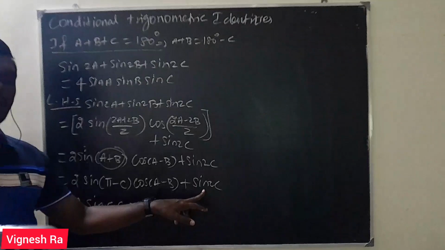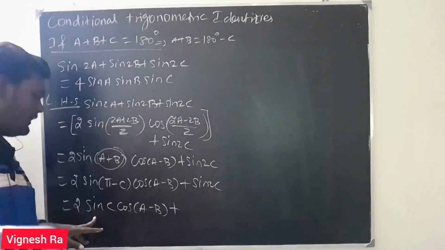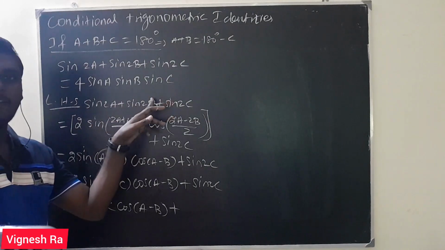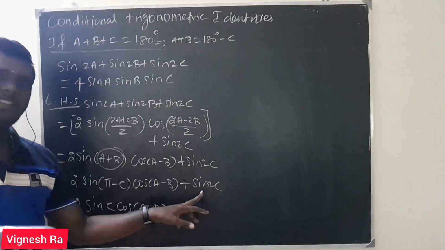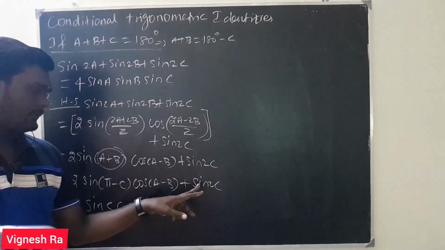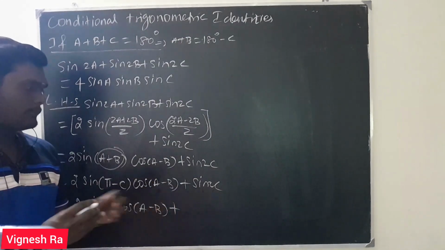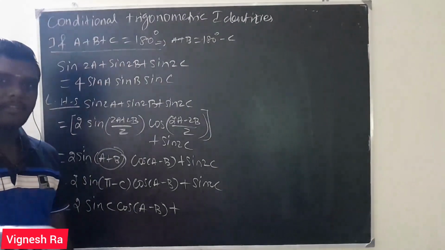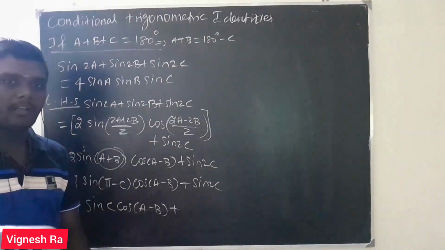Now here I am having sine 2C, but here sine C is here. Look at the answer. We have sine A, sine B, sine C taken out. So is there any other possible way of splitting this 2C in terms of C? Is there any other way? Can you remember any formula or any trigonometric identity?